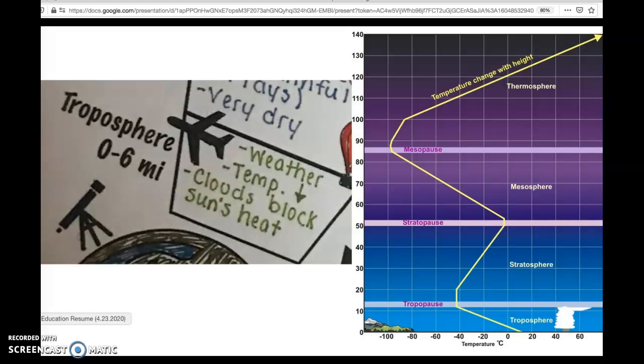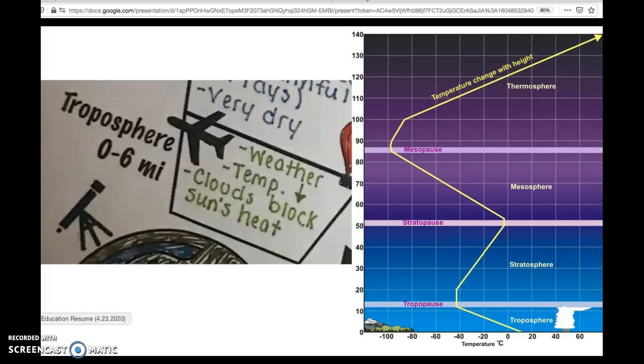The clouds are able to block out the sun's heat in some cases, or not if it's not a cloudy day. But this is where weather happens. So any kind of hurricane we get, thunderstorm, anything like that, tornado, it's all happening in the troposphere.